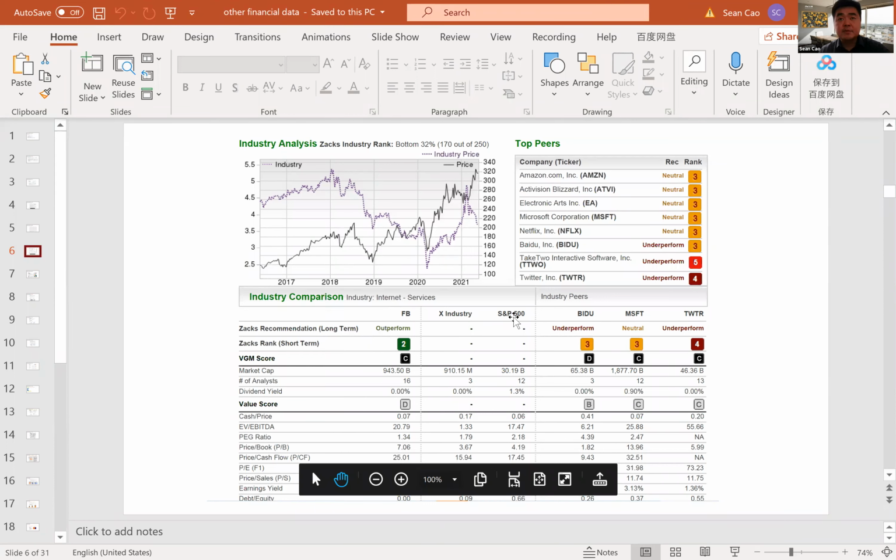The industry, they compare with the S&P 500, Baidu, Microsoft, Twitter, and they compare different parameters: market capitalization, number of analysts. You see how many analysts follow Facebook? 16. How many analysts follow Baidu? 3. How many follow Microsoft? 12. They can compare dividend, and cash to price. So they do all this comparison just to better understand where Facebook stands in the industry, compared with the S&P 500, Baidu, and so on. So this is about analysts.